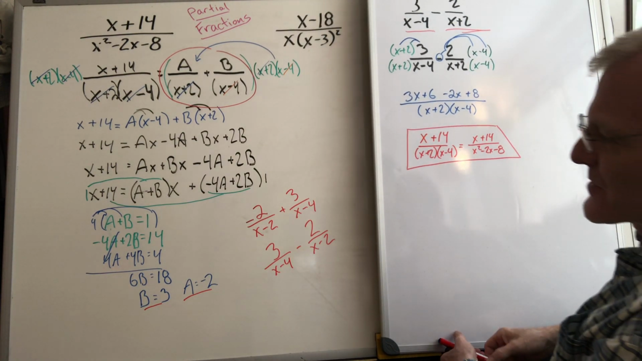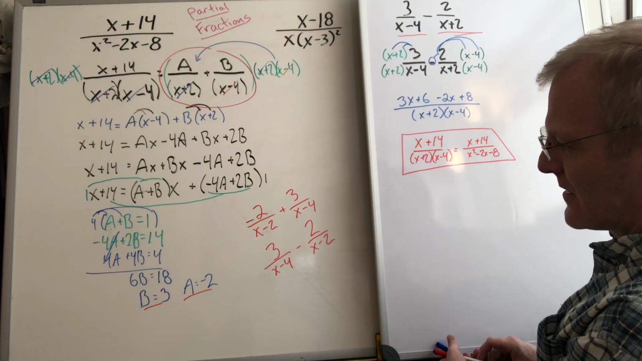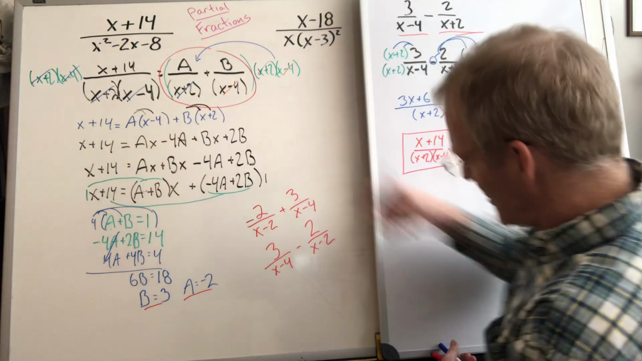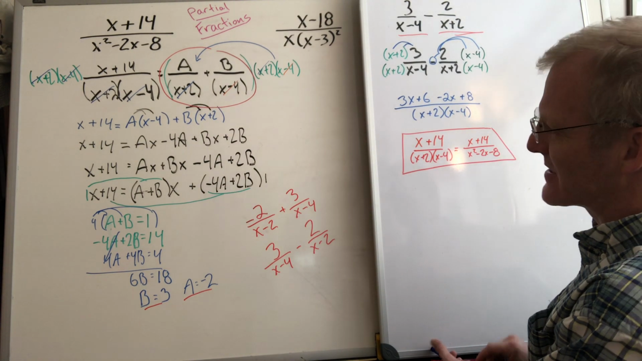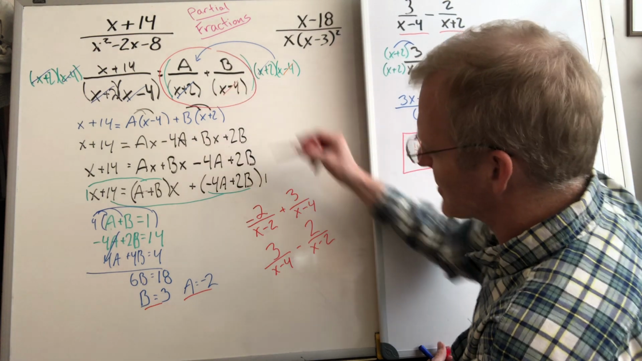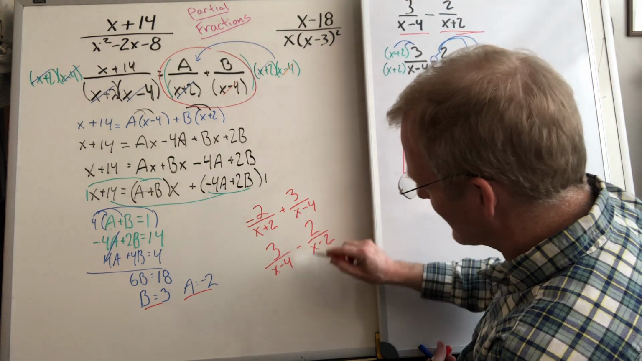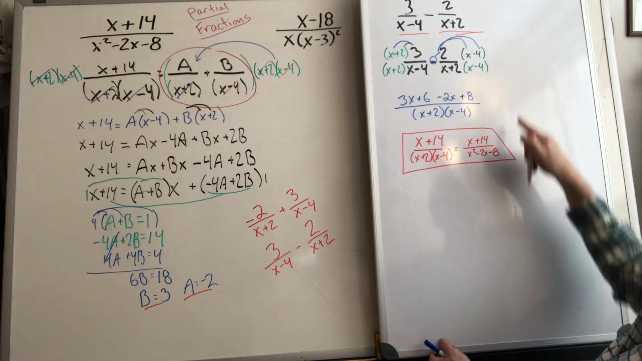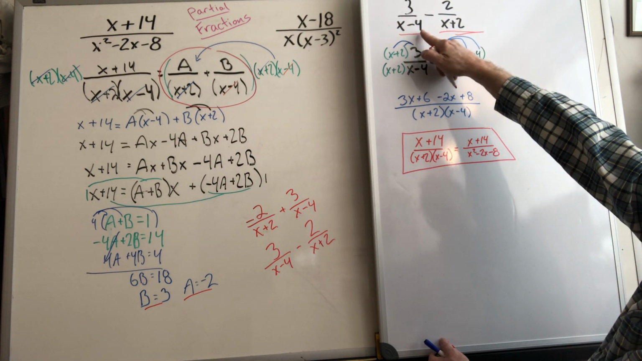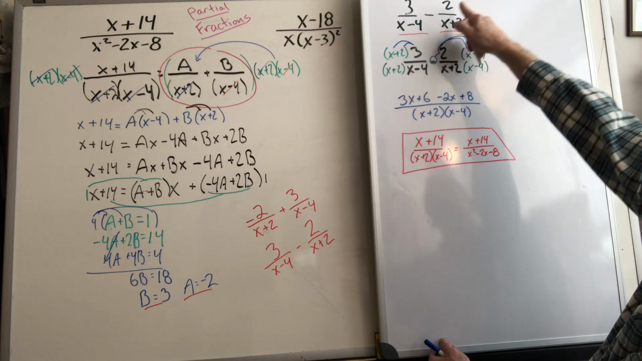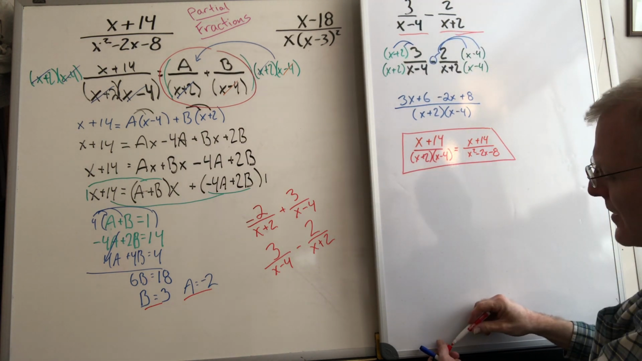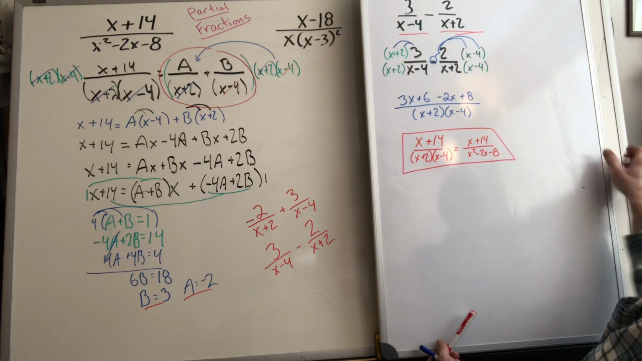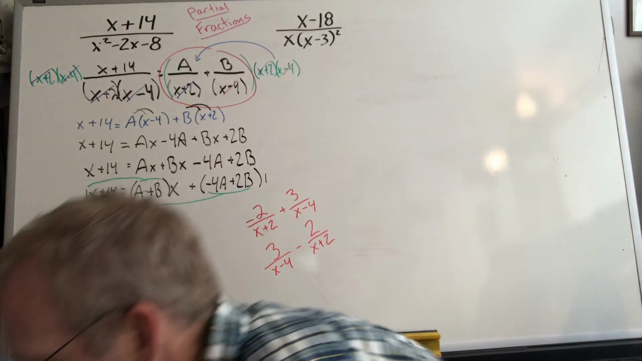I lost a negative somewhere, didn't I? Plus 2. That was it. You see that right there? Plus 2. So there's your plus and your plus. And look at that, there it is. 3 minus over x minus 4 minus 2 over x plus 2. So there you go. Let's get rid of this guy now.